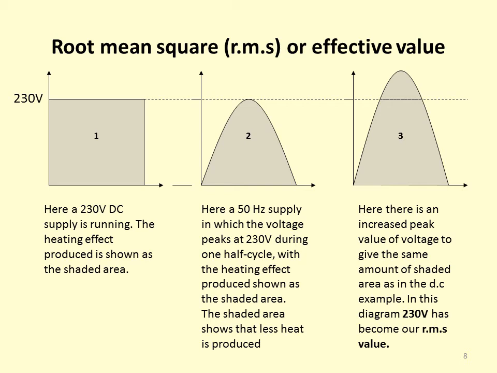On the left hand side, we'll see a supply running at 230 volts, which is being run constantly. The second diagram shows that it's only peaking at 230 volts 50 times a second. As you can see with the shaded area, this shows how much heat is being produced, and on the second one it's a lot less than the first one. Therefore, to get the same equivalent DC output from an AC supply, we have to increase the peak voltage, as demonstrated here.